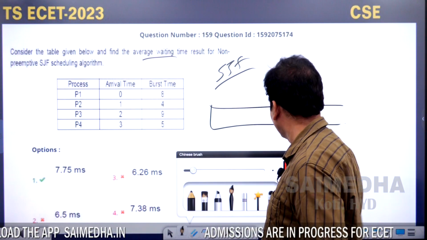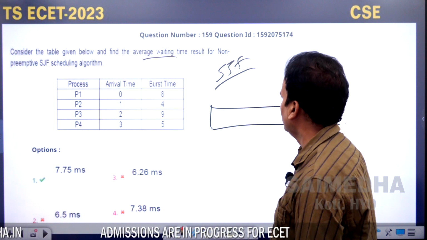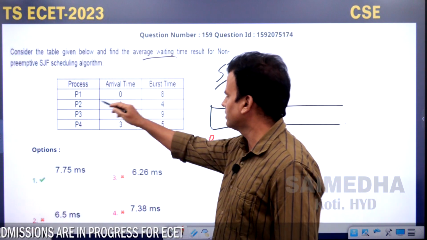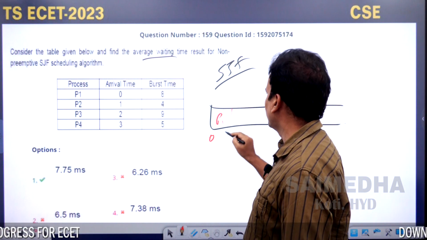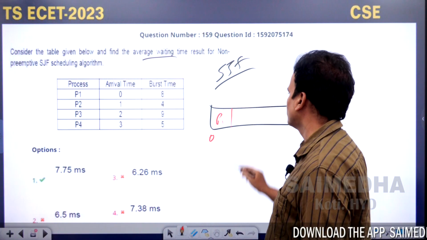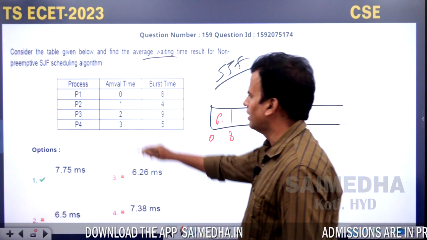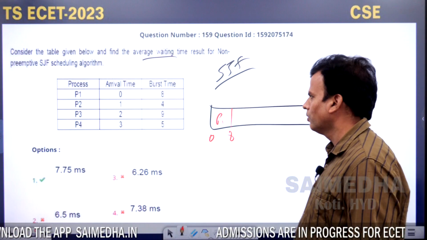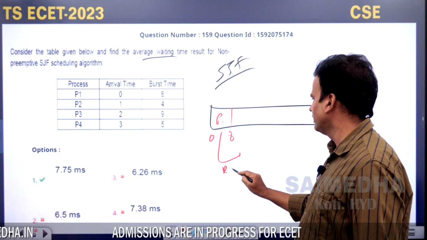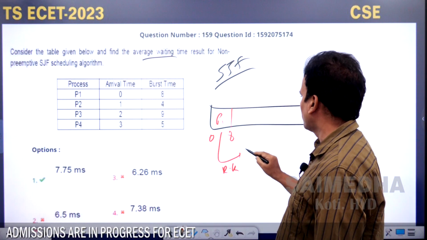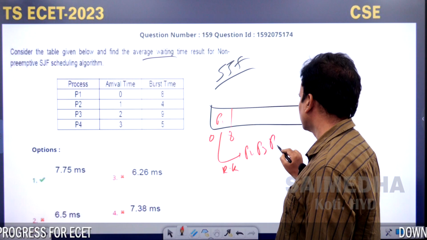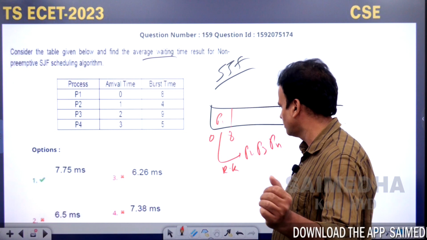I am changing my color, I will go with the red. At zero, which process came? Process P1 came. So we are scheduling process P1, and it is running for 8 units of time. Now, if you are observing, between 0 and 8 the remaining 3 processes also came inside the ready queue. So here I am taking the ready queue. Process P2, process P3, process P4, all these 3 processes came. Hope you understood this one.